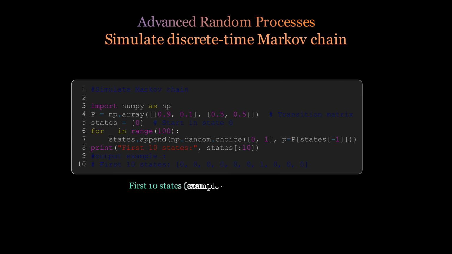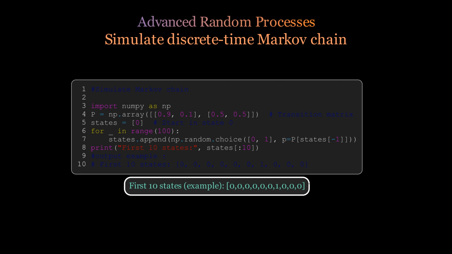Markov chains model systems where the next state depends only on the current state. Our example has two states with transition probabilities defined in matrix P. The chain starts in state 0 and evolves according to the transition rules. This models everything from weather patterns to board games.